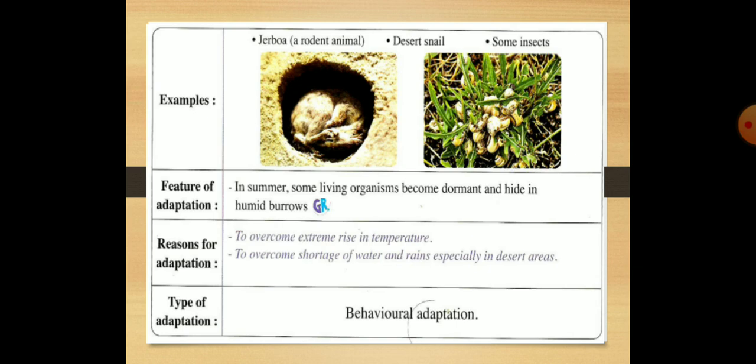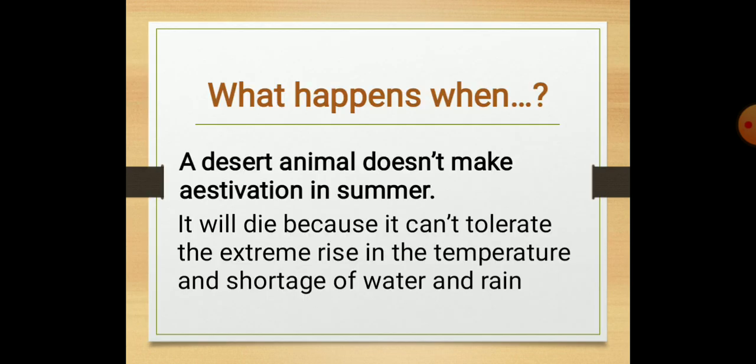In summer, some living organisms become dormant and hide in humid burrows to overcome the extreme rise in temperature and the shortage of water and rain, especially in desert areas. So this type of adaptation is behavioral adaptation. What happens when a desert animal doesn't make estivation in summer? It will die because it can't tolerate the extreme rise in temperature and the shortage of water and rains.